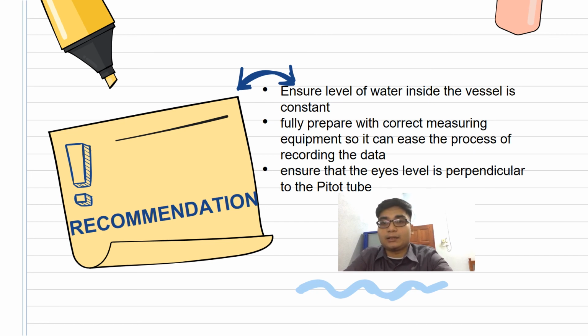And the second one is to be fully prepared with the correct measurement equipment so it can ease the process of recording the data. It will be great if we use equipment that has a high accuracy rate so that errors can be avoided and we do not need to repeat the experiment again.